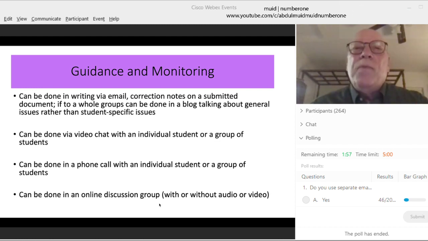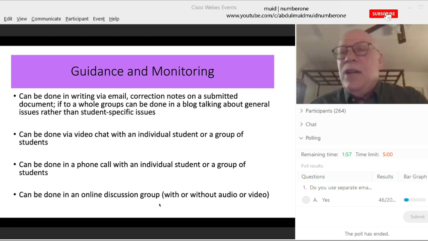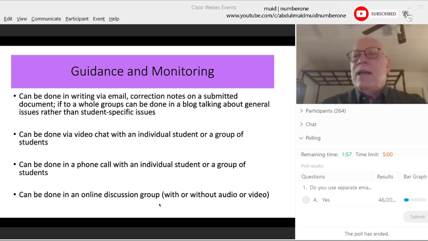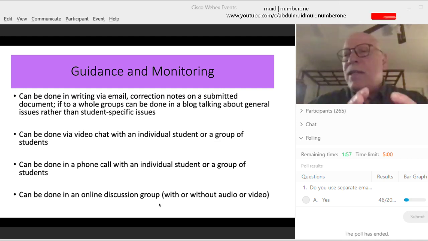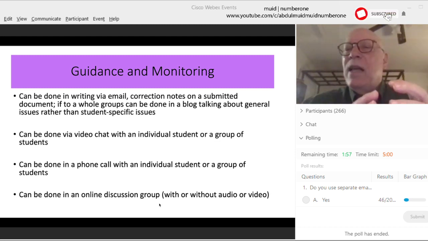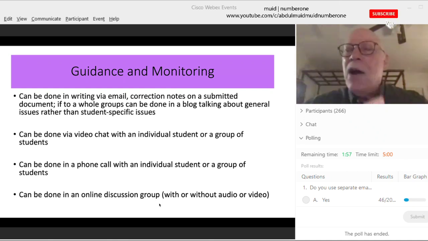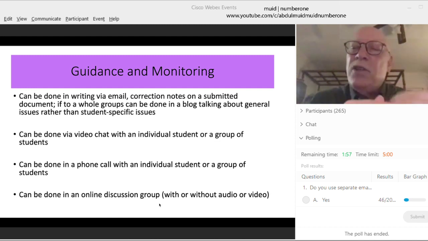If to a whole group, it can be done in a blog talking about general issues rather than specific student issues. So in a blog, you can say, okay, I noticed in this last assignment that a lot of you have trouble with transition words. So let's take a quick moment to think about how to use transition words effectively and what kinds of transition words are most useful.